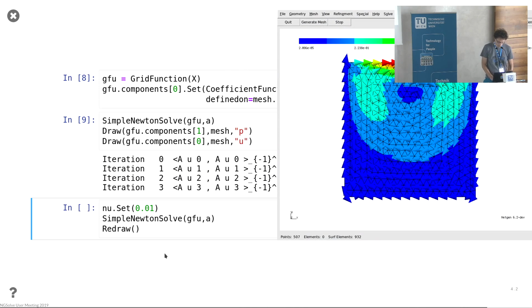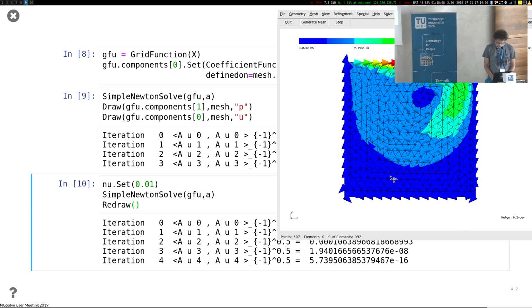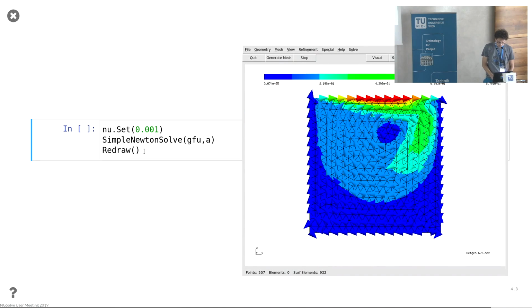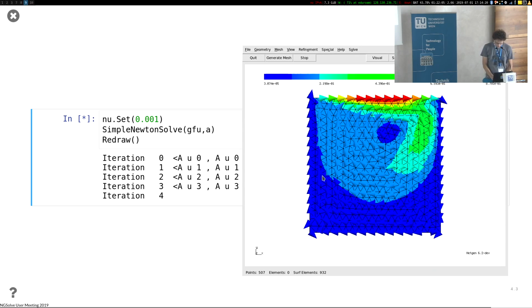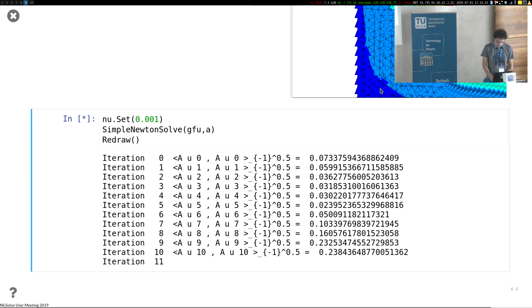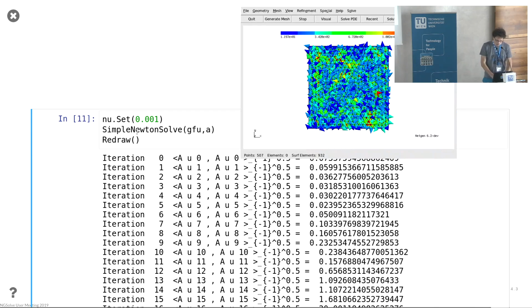So let's make it more complicated. So we decrease the viscosity, solve the same problem. Again, we need a few iterations. So now it's one iteration more. It's obviously more convection dominated now, but still not too challenging. So let's decrease it further. So this is what you see here. So now you have Newton iterations, and it gets more and more, and actually it's not converging anymore. Okay, so this is the first case where this example Newton implementation doesn't work.